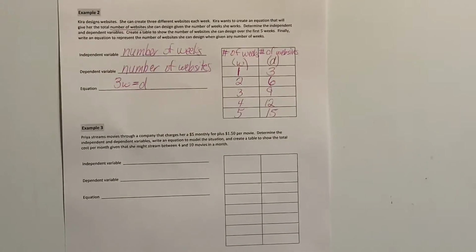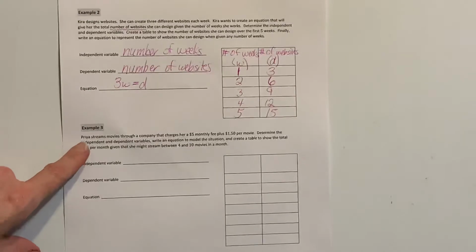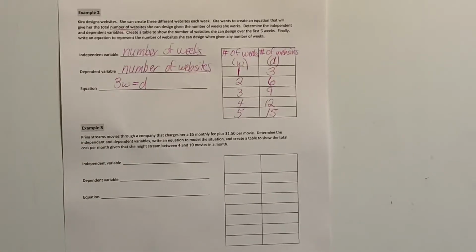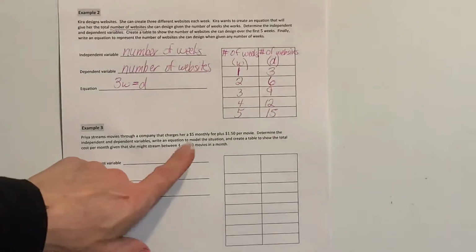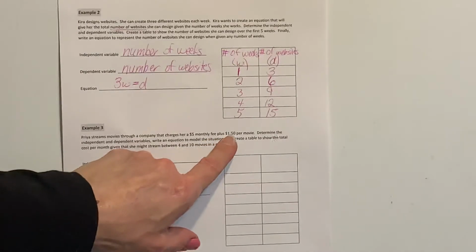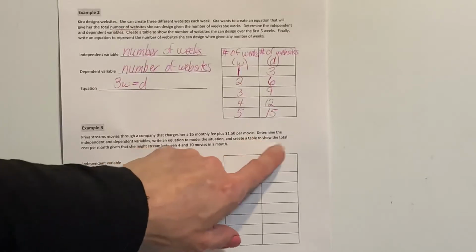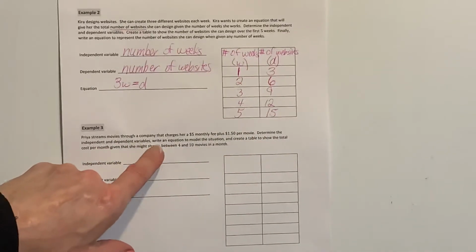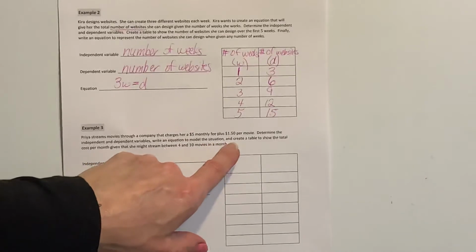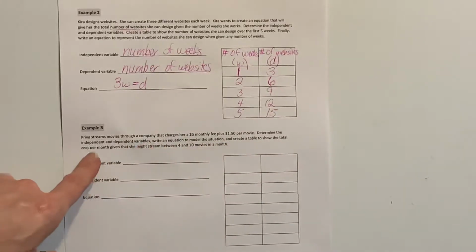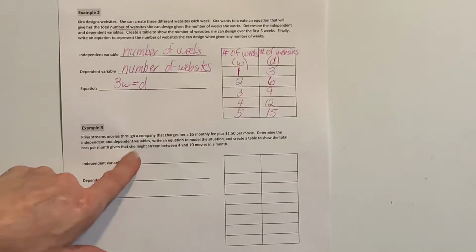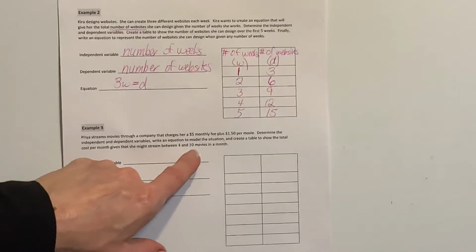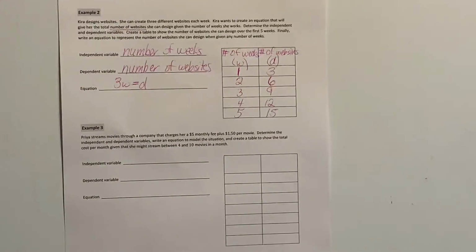All right, now we're going on to number 3. Priya streams movies through a company that charges her $5 a month plus $1.50 per movie. Determine the independent and dependent variables. Write an equation to model the situation and create a model to show the total cost per month given that she might stream between 4 and 10 movies in a month. All right, a lot of information there. So first of all, we need to figure out the independent and the dependent variables.